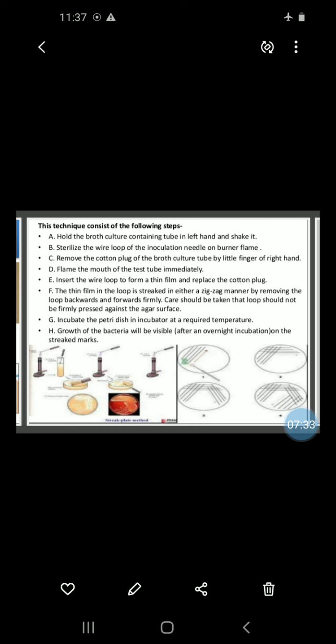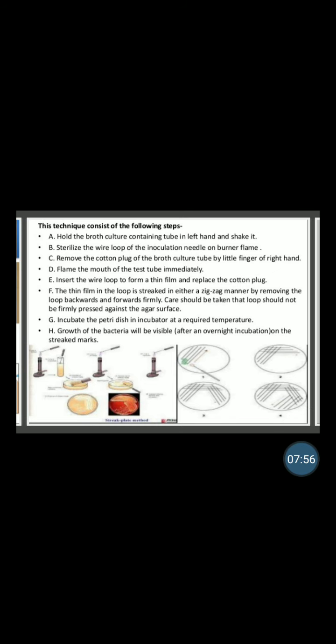First, hold the broth culture tube in the left hand and shake it. Second step, sterilize the wire loop. As I said earlier, each and every time sterilization is important. Before every inoculation, sterilization is important. First, sterilize the wire loop of the inoculating needle on a burner flame, that is sterilization. Then remove the cotton plug of the broth culture tube with the little finger of the right hand. The same we will see in practical.